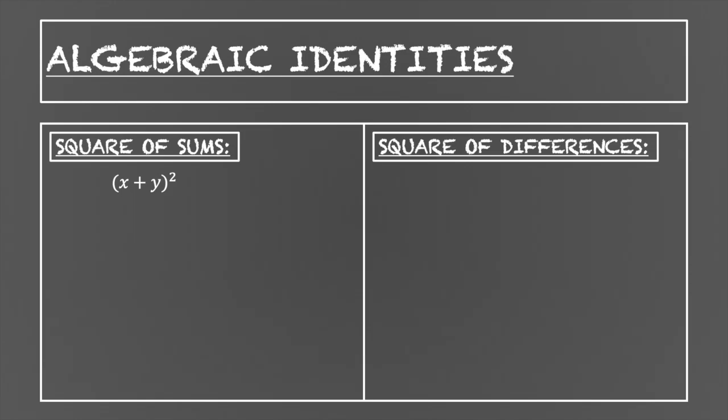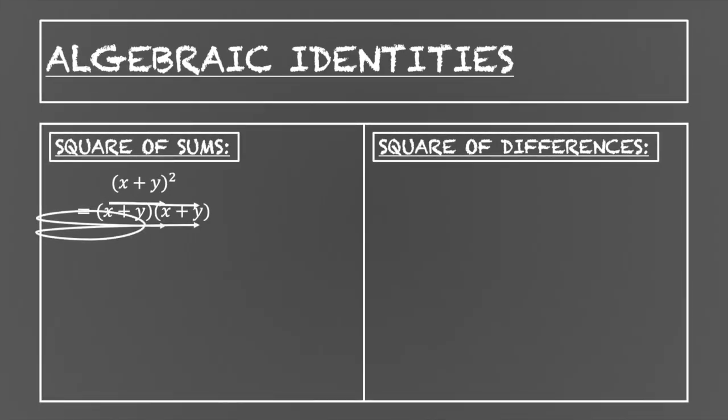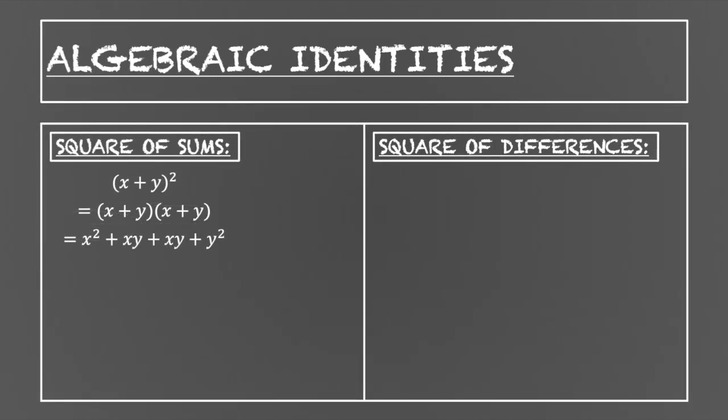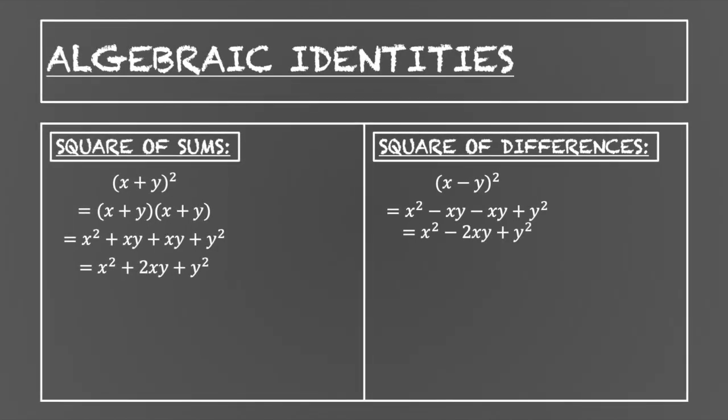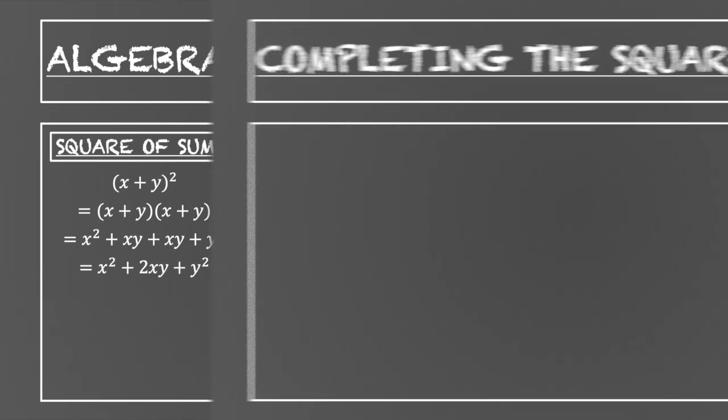If we viewed the term as (x + y) times (x + y), we could expand the equation. Applying distribution, we find that (x + y) squared equals x squared plus xy plus xy plus y squared, which can be simplified into x squared plus 2xy plus y squared. Similarly, (x - y) squared equals x squared minus xy minus xy plus y squared, or x squared minus 2xy plus y squared. Now that we know what these identities are, we can begin to understand completing the square.